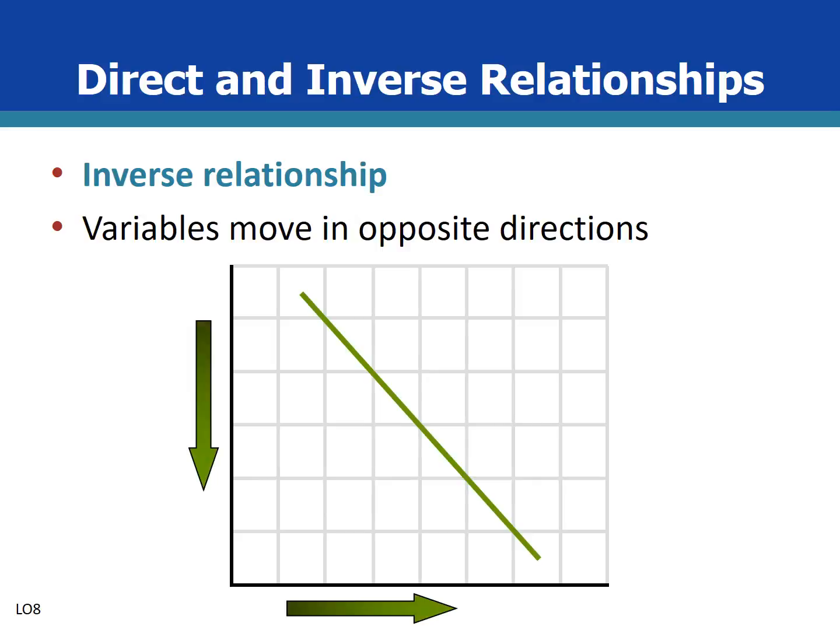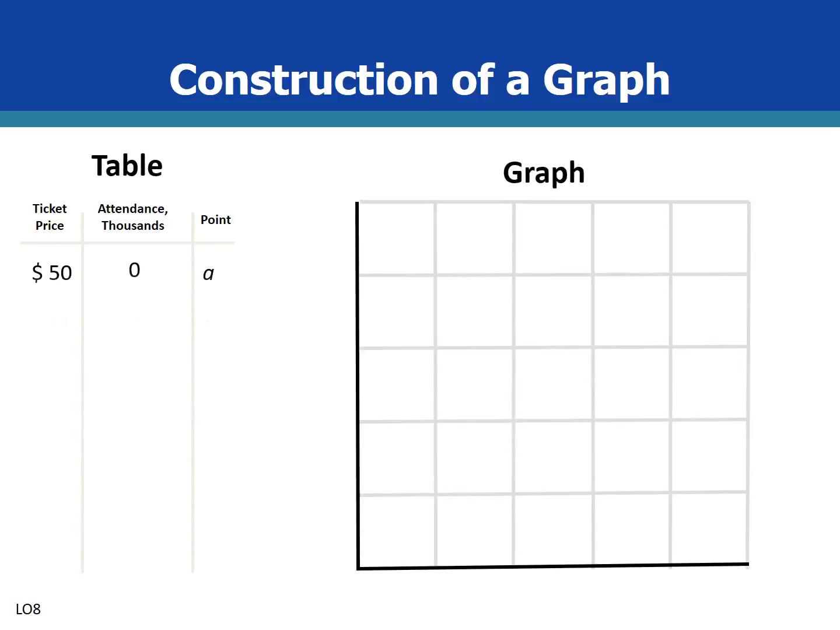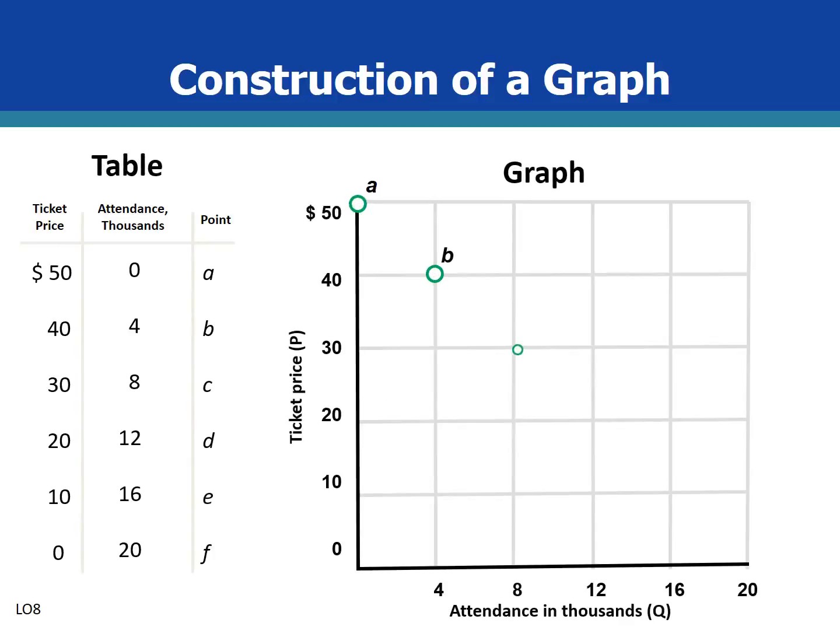Inverse or negative relationships are those where the two variables move in opposite directions. So when the independent variable increases or decreases, the dependent variable decreases or increases. An inverse relationship graphs as a downsloping line. Each pair of values in the table represents one point on the graph. This data represents variables that are negatively or inversely related, such as ticket price and attendance at basketball games, which will graph as a downward sloping line.